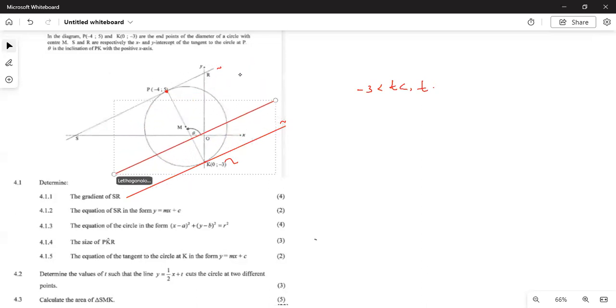So you can write that as that, or you can write it as t is an element between -3 and 7. So it can be any value as long as it's in between those numbers, and we will then cross our circle twice.